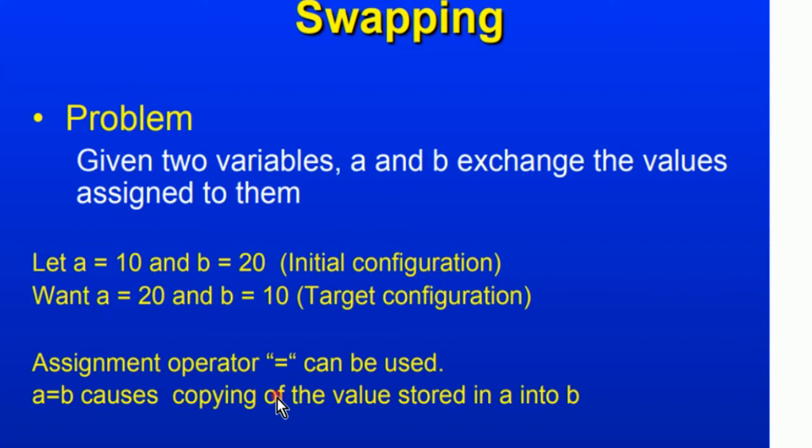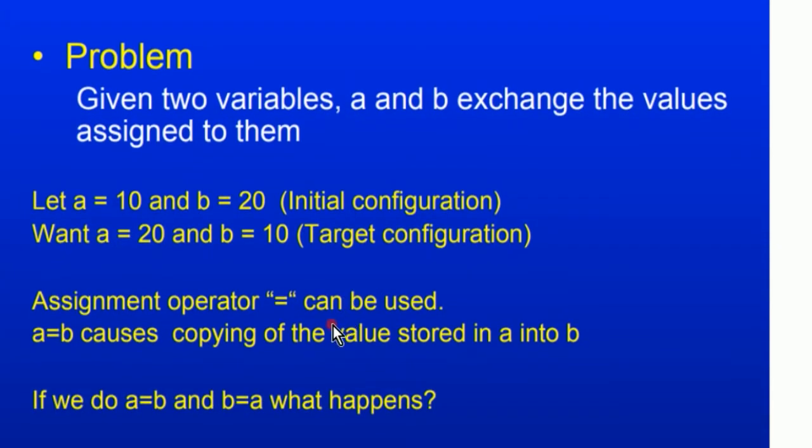Then we will call it the initial configuration, that is initialization. We want a equal to 20 and b equal to 10. That means we want to swap the values. That is our target, that means the output.